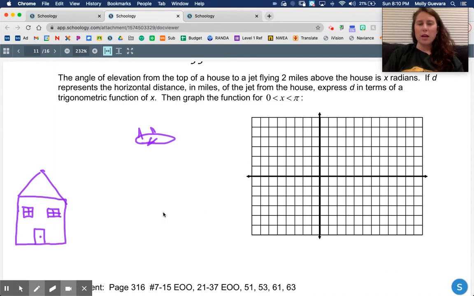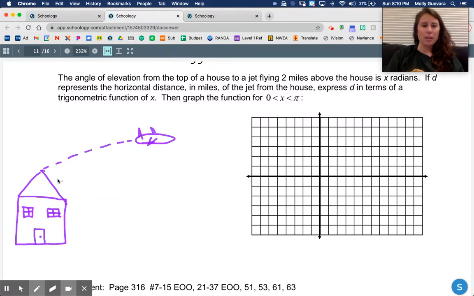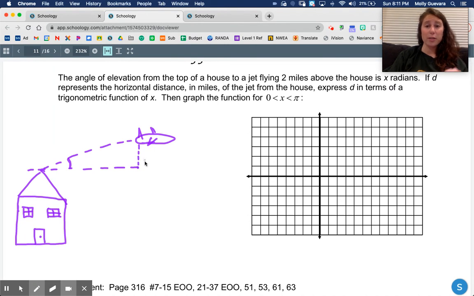Okay, so on this application problem, it says the angle of elevation from the top of a house to a jet. And remember the angle of elevation always has to be from a horizontal. If I draw a horizontal here, this is the angle of elevation. And that can be really confusing. So remember, it always has to go from the horizon, like from a horizontal line, up. Okay, so backtrack. The angle of elevation from the top of a house to a jet flying 2 miles above the house. So the jet is 2 miles above. And the angle of elevation is x.